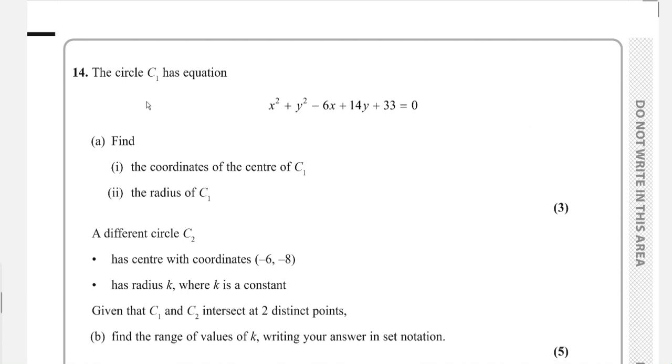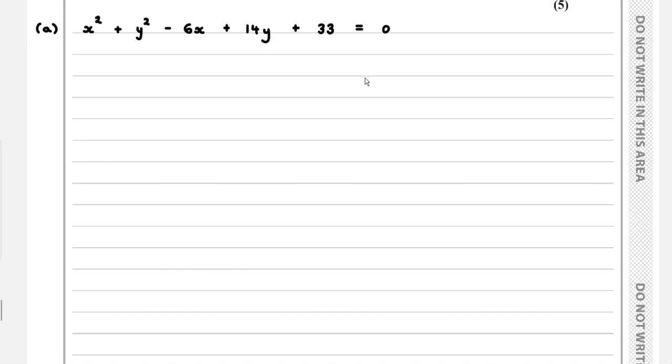Question number 14. The circle C1 has equation x squared plus y squared subtract 6x plus 14y plus 33 equals 0. For part A, we have to find the coordinates of the centre of C1 and the radius of C1. For part A, we begin with x squared plus y squared subtract 6x plus 14y plus 33 equals 0.